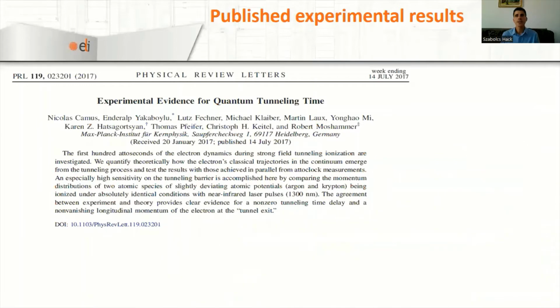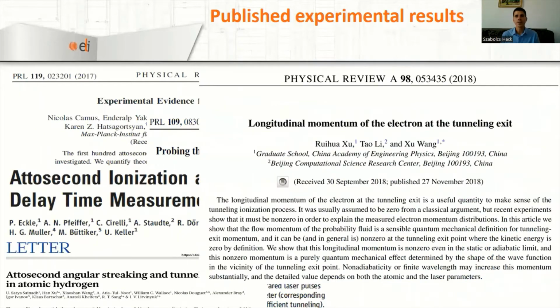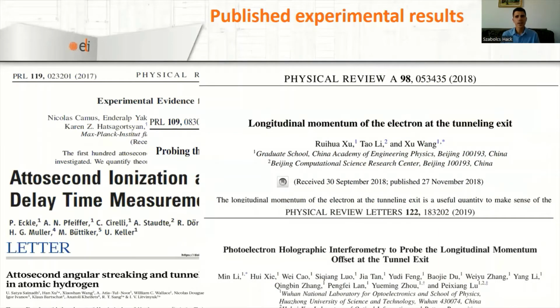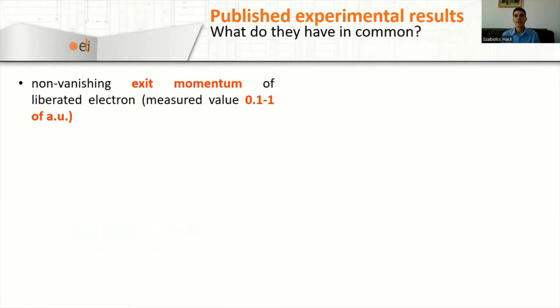In the last few years, many groups published their experimental results in strong field ionization and on the characteristics of the tunneling process. It is not fully understood which measurement technique is worth performing and exactly how the results should be interpreted. But obviously, there are quite a few things in common in these measurements. What do they have in common? They measure non-zero exit momentum of the ionized electron in the range of a few tenths of atomic units.